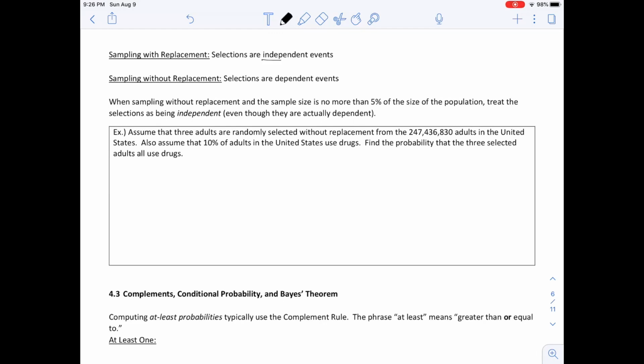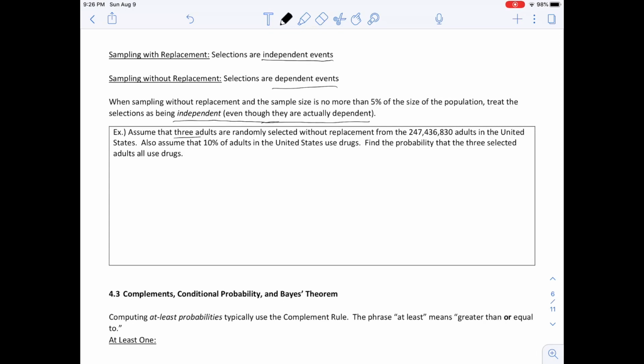Next thing that we have is sampling with replacement and sampling without replacement. So sampling with replacement is going to be the selections are independent events. And so sampling with replacement means you would select an item like a marble or a card, and then you would look at it and then put it back. And then sampling without replacement would be where you keep that marble or you keep that card. And those are going to be dependent events because taking that one has an effect on selecting the next item. So when sampling without replacement and the sample size is no more than 5% of the size of the population, we can treat the selections as being independent even though they are actually dependent.